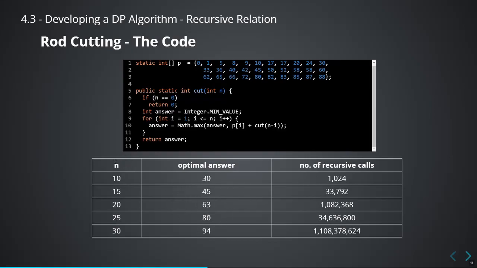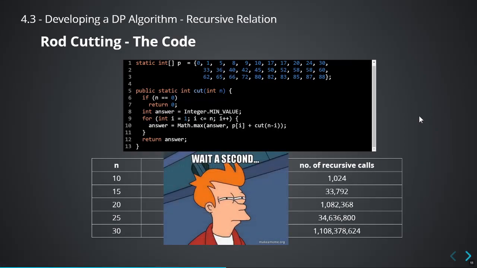You can run it for n between 1 and 10 if you want to know. And these are the number of recursive calls. 1,000 calls, 33,000 calls, 1 million calls, 34... Wait. That doesn't seem good. That seems to increase exponentially. So what's going on here?